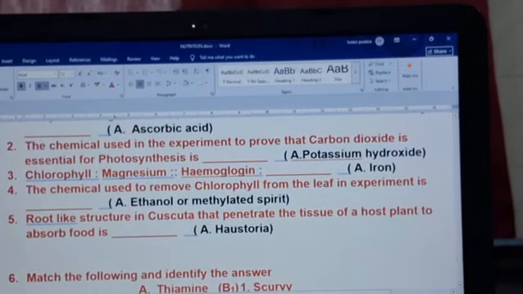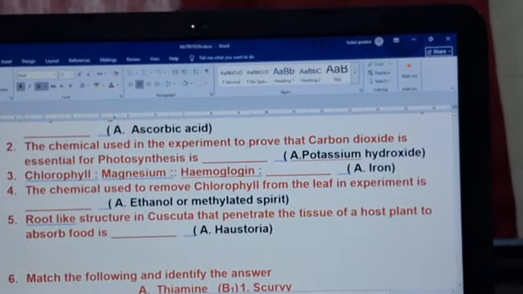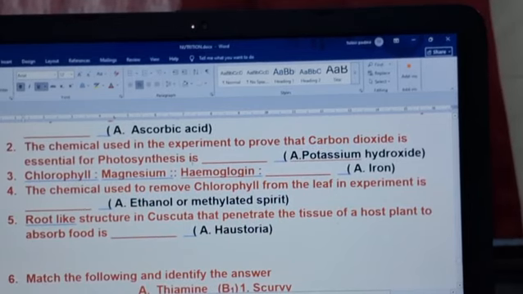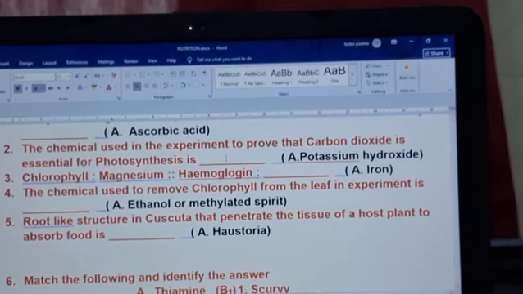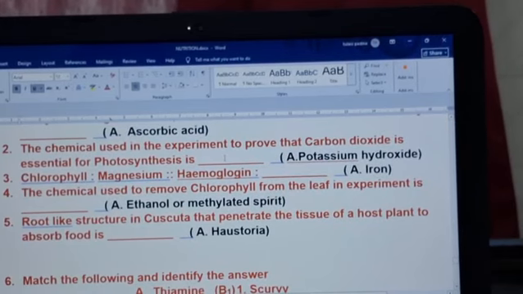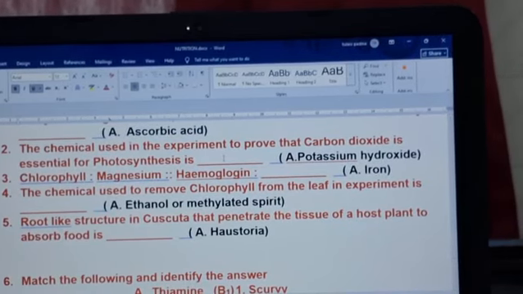Second one, the chemical used in the experiment to prove that carbon dioxide is essential for photosynthesis. That is potassium hydroxide. You know that potassium hydroxide is used in the bottle which absorbs the carbon dioxide. So it is potassium hydroxide.